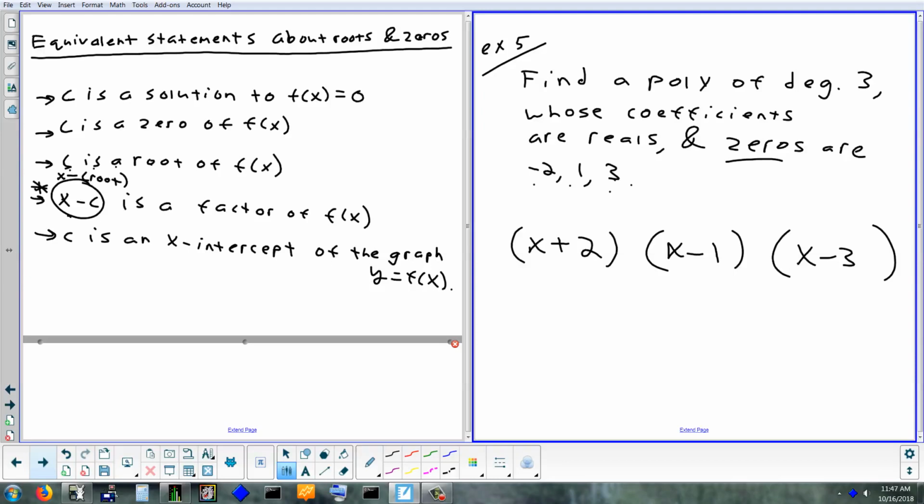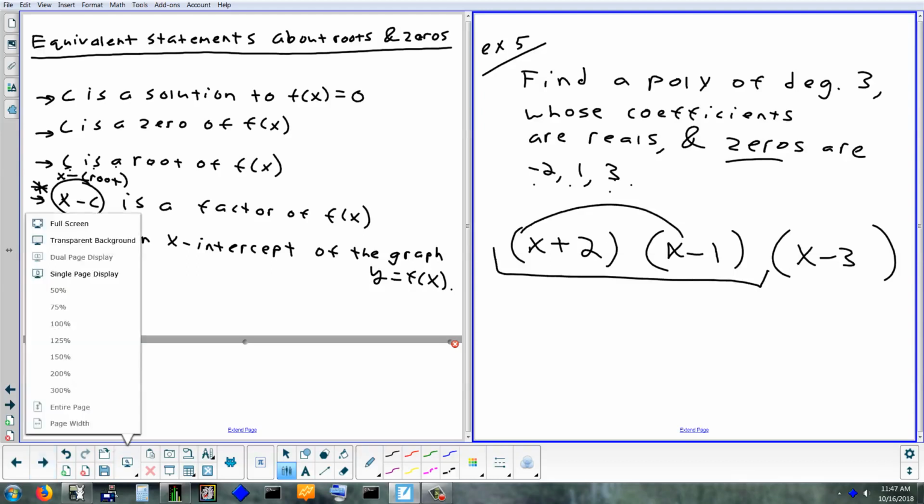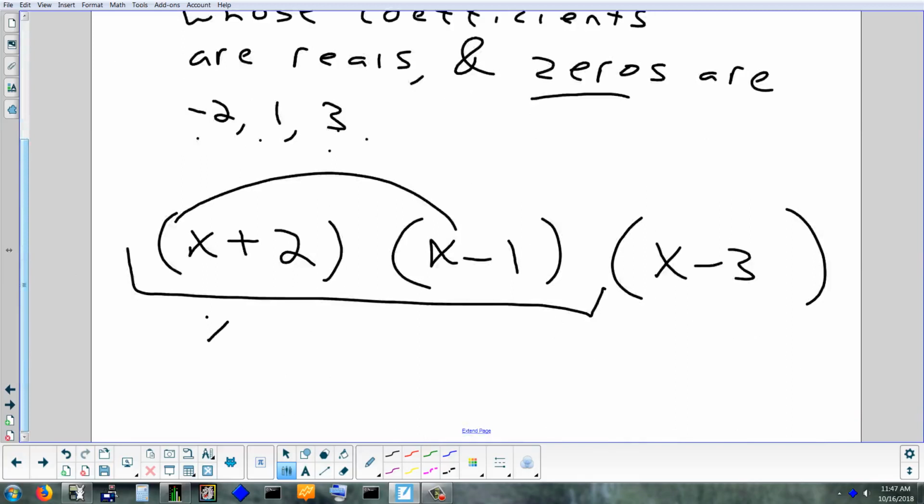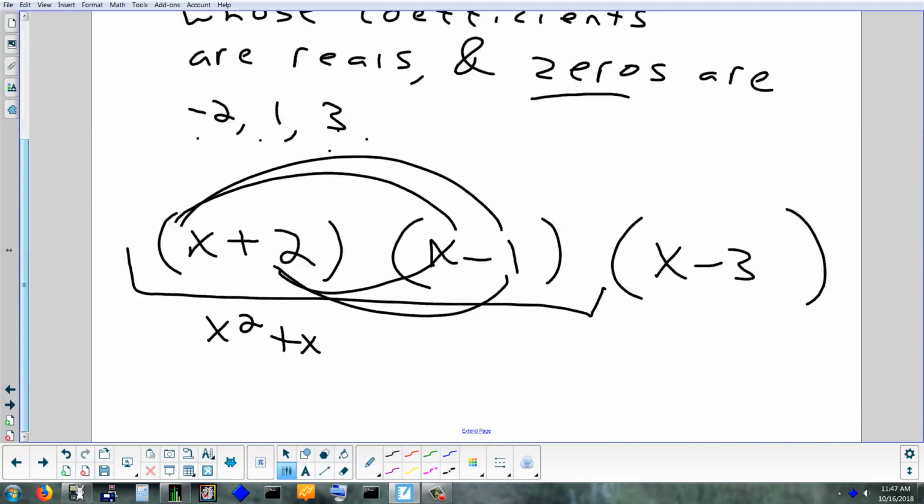Okay, so let's FOIL it out and see what we get. Let's just start with the first two. x times x, what does that give me? It gives me x squared, and then x times -1, so -1x plus 2x. So x, and 2 times -1, -2. Okay, so that's what you get when you multiply the first two together.